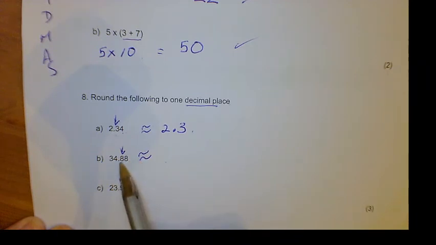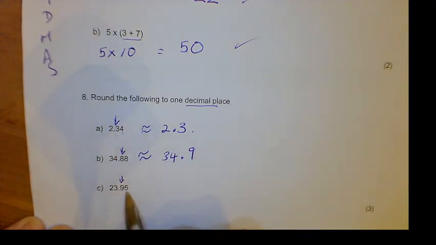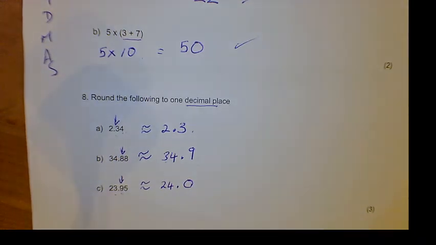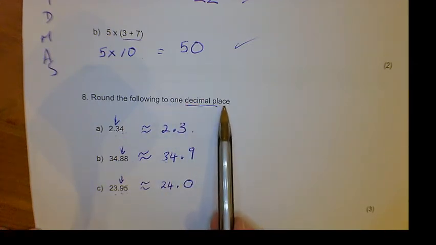This one, 34.88. I'm looking at the 8 as my digit. Next to it's an 8. 8's big enough to trigger this to become a 9. So that becomes 34.9. The 5 is big enough to trigger the 9, but the 9 turns into a 10. Now that means that this is going to become a 0 and I have to add 1 here. So it becomes 24.0. Here's the nasty bit. If you don't have the 0 here, you'll get it wrong, because we need 1 decimal place.